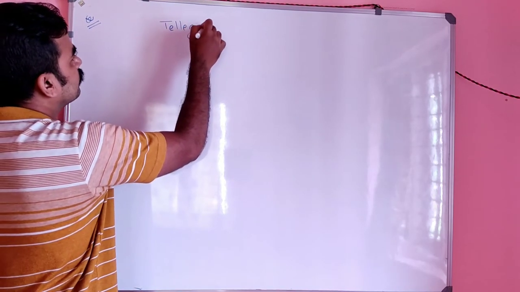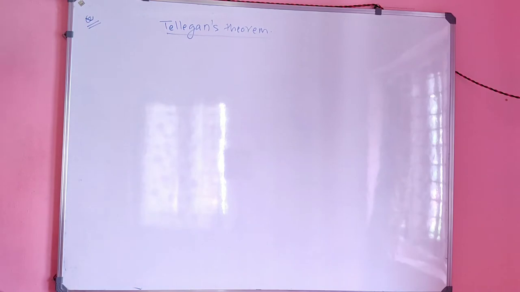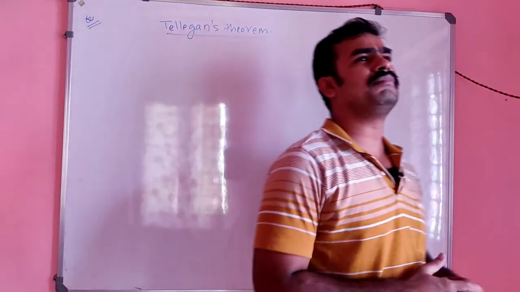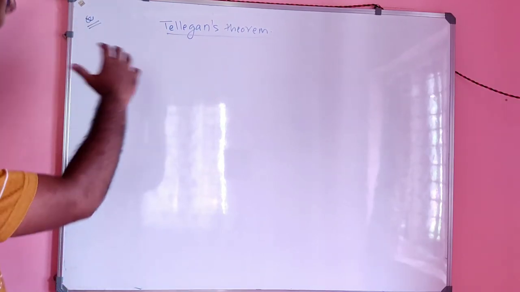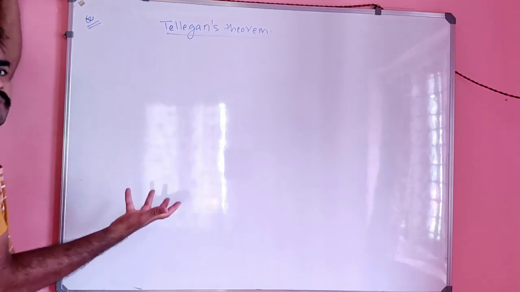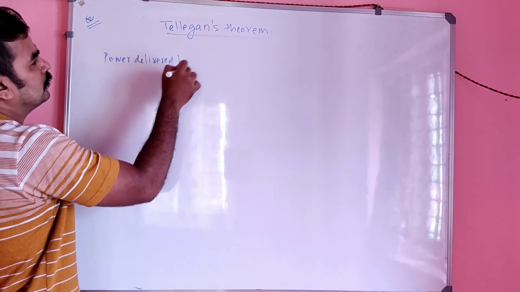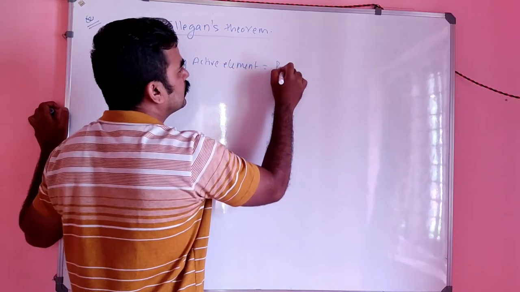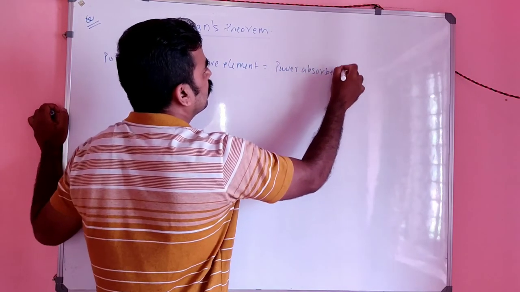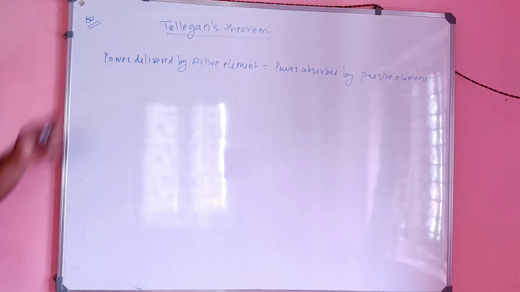One more theorem is called Tellegen's theorem. Actually, this is also very important. But regarding this theorem, you will not be asked a problem like this, because it's a verification theorem. According to Tellegen's theorem, the power delivered by the active element will be equal to the power absorbed by the passive elements.